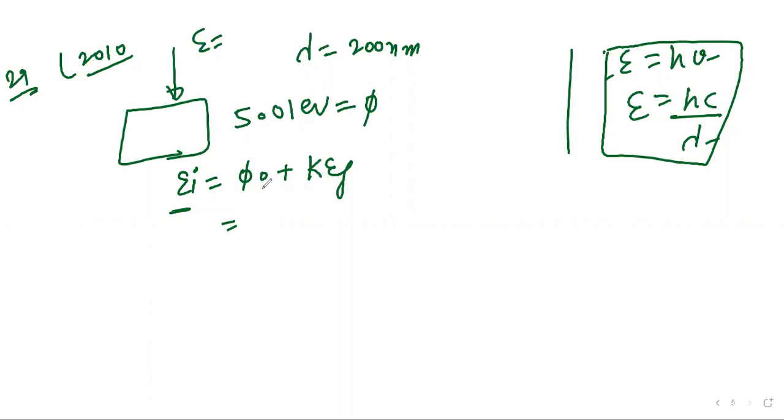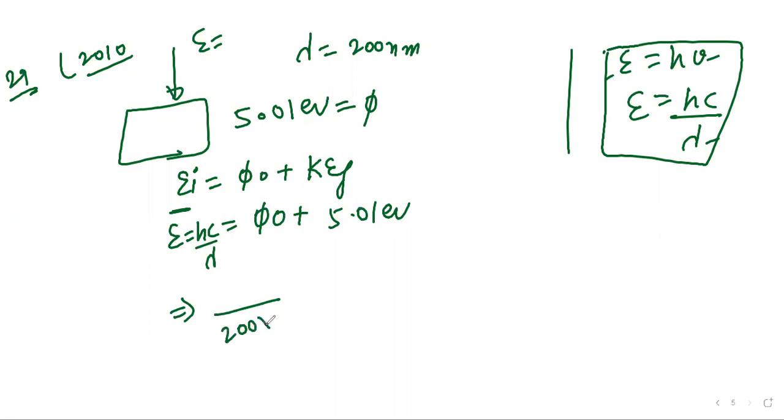So you have to find the stopping potential. So it will be phi naught plus kinetic energy, which is given, that is 5.01 electron volt. And this will be E equal to hc by lambda. Lambda value we know, 200 nano, meaning 10 raised to minus 9 meter.